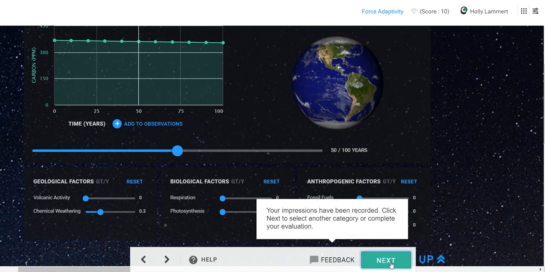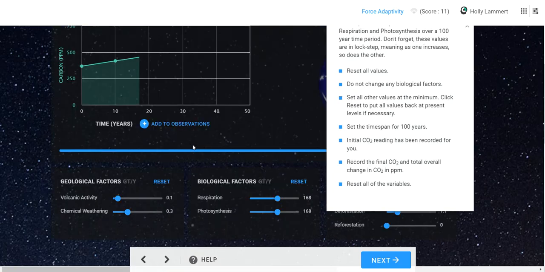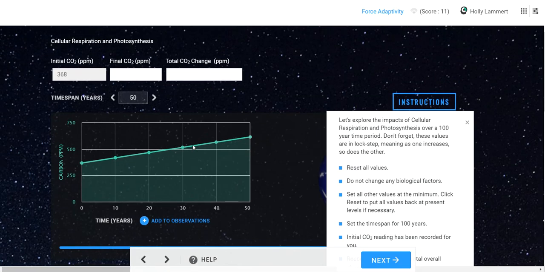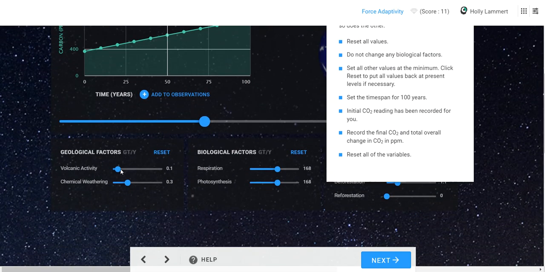Woohoo! So now that we figured that out, let us do it for the other ones. So we made our prediction, but now we want to figure out what's going to happen over 100 years. We measure that final CO2, set everything else to 0.